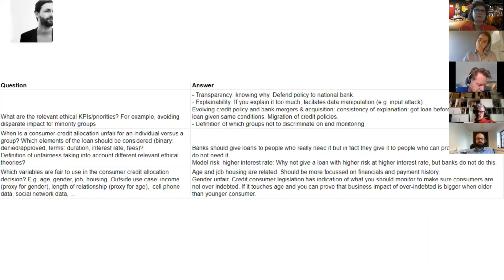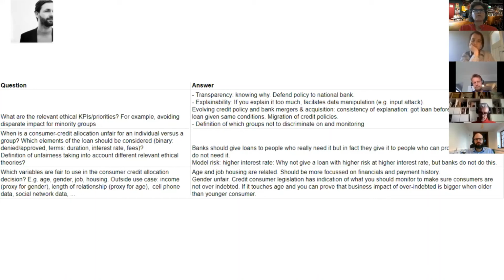Also, it's important when you think about ethical KPIs, if you don't want to discriminate, that you define very well which groups you want to monitor, which groups you want to not discriminate on. And we also said, Koen said, that it's very important to also monitor the group unfairness over time, even more so than the current situation. So that's something to keep in mind.